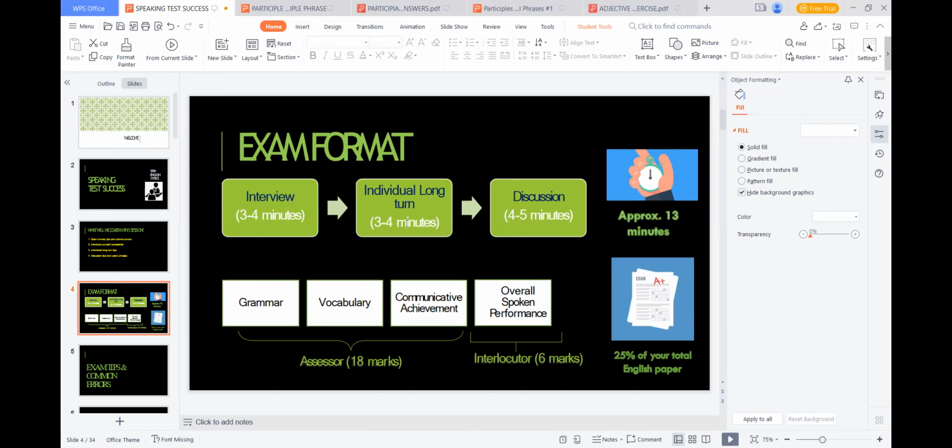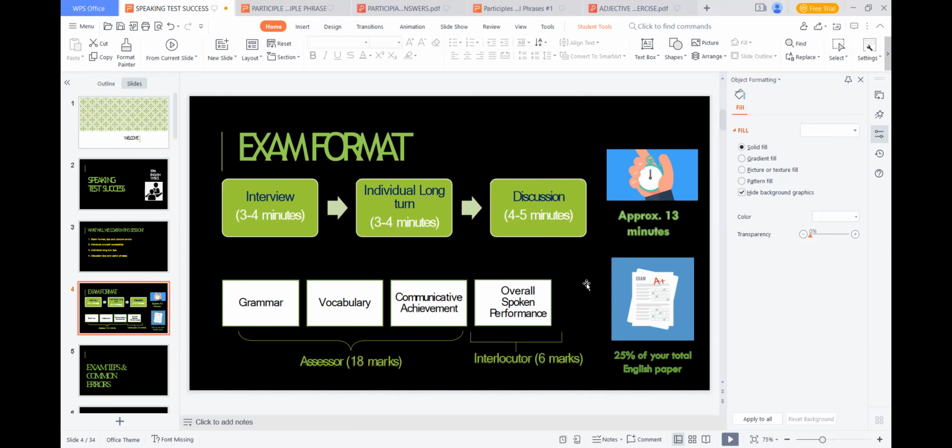And then the second part will be 3 to 4 minutes also, individual long turn. Each candidate will be given a speaking card. The topic will be given to them, and the candidates will also respond to questions related to their partner's topic. And then the last part will be the discussion. This is part 3 speaking, 4 to 5 minutes. In this part you have to come to a conclusion whether you agree or disagree with your partner's choice. And then the last part will be higher order thinking skill questions.